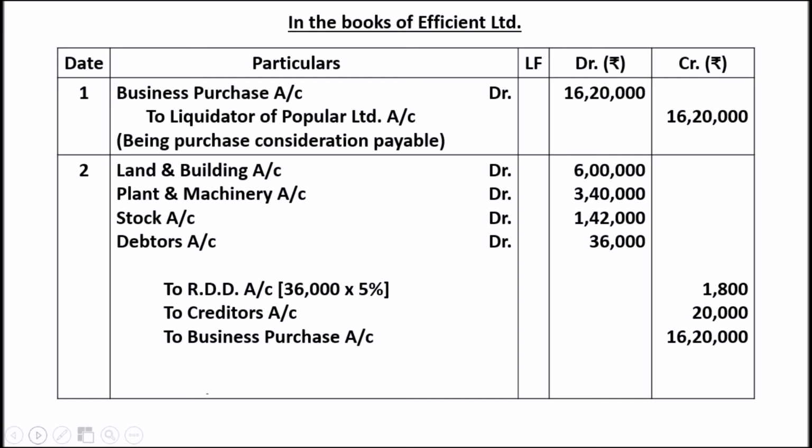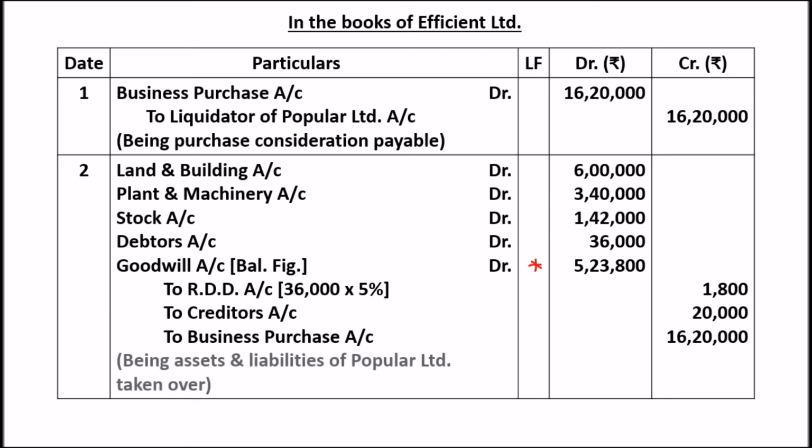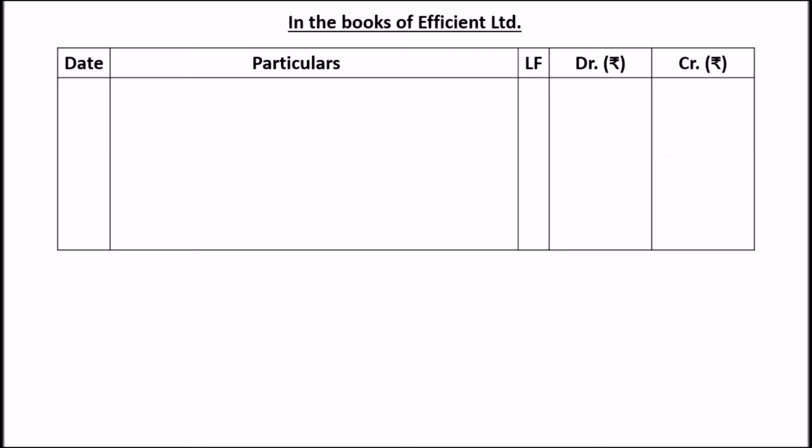Now if you see, the debits and the credits in this entry are not matching. The difference will go to goodwill account. So goodwill account debit, the balancing figure, that is 5,23,800, being assets and liabilities taken over.